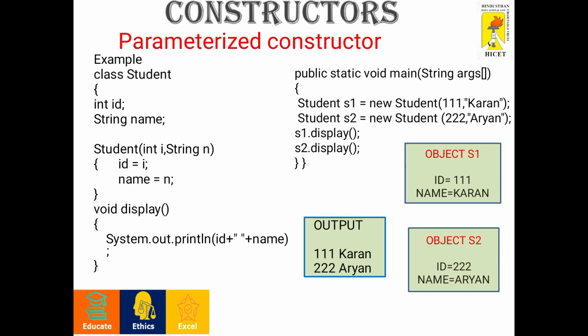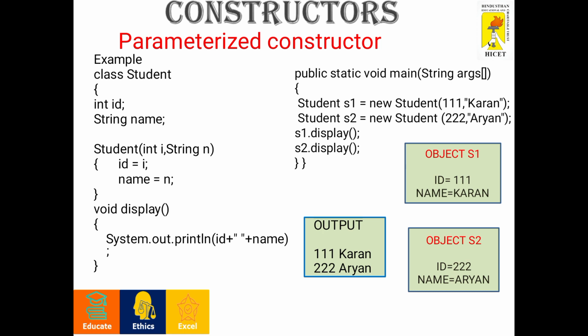Here the class name is student, and it consists of two variables, an integer type variable and a string type variable. In the constructor student, there are two parameters, and this constructor will initialize the values of id and name. There is one function called display. It will print the values of id and name.